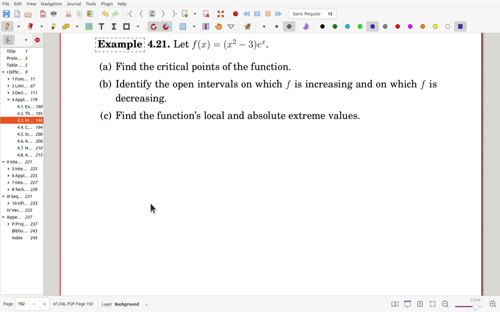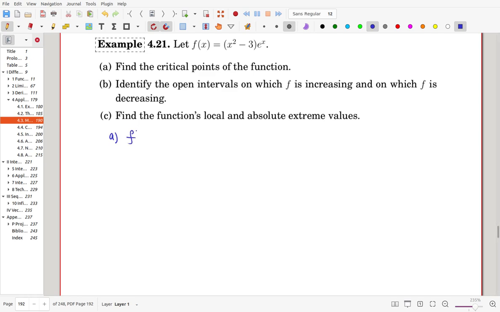F is given in this way, x squared minus 3 times e to the x. Okay, let's try to sketch and let's try to identify local and absolute extrema. Okay, by solving ABC step by step. Part A, first we have to find critical points.